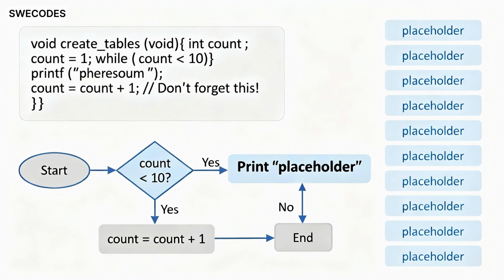Next, let's build the loop mechanics without the complex math. We just want to see if we can loop 9 times. void create_tables, void. int count, count equals 1, while count less than 10. printf("placeholder\n"). count equals count plus 1. Don't forget this. We run it. Does it print placeholder 9 times, for numbers 1 through 9? Yes. The loop structure is solid.